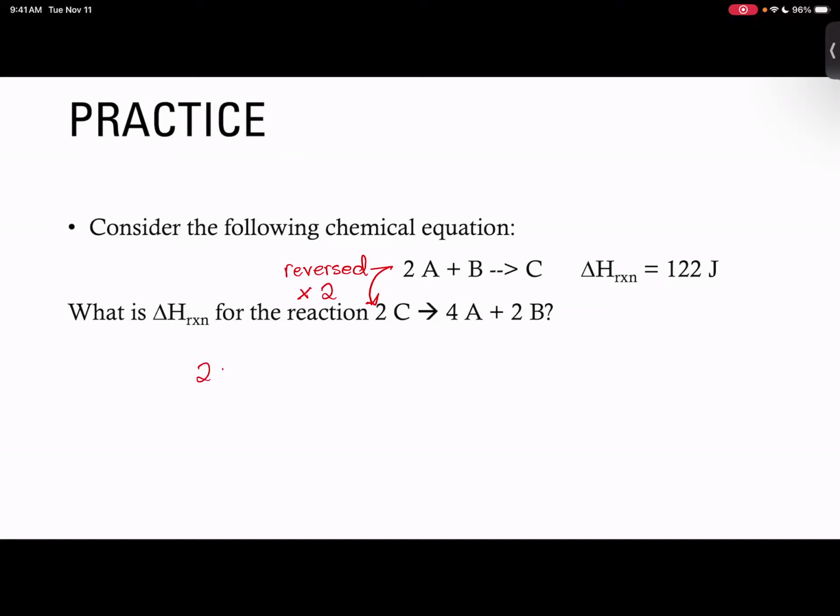So 2C going to form 4A plus 2B is going to have a delta H of reaction that is going to equal a negative 122 joules times 2. The negative is there because I reversed the sign, and we're multiplying by 2 because we multiplied the reaction by 2. Therefore, the delta H of reaction for this process is a negative 244 joules.